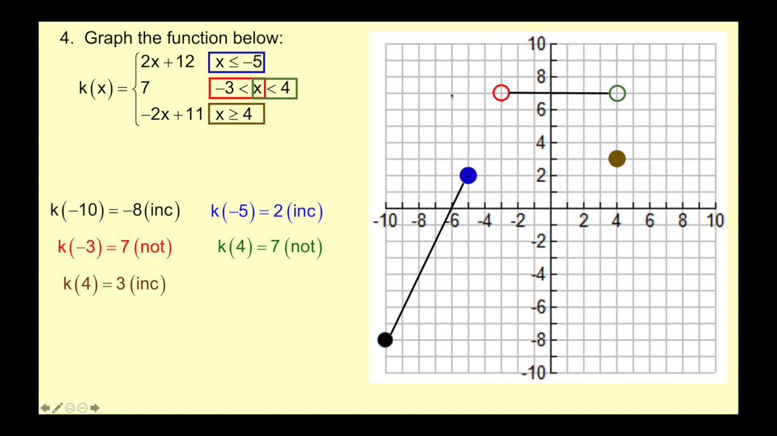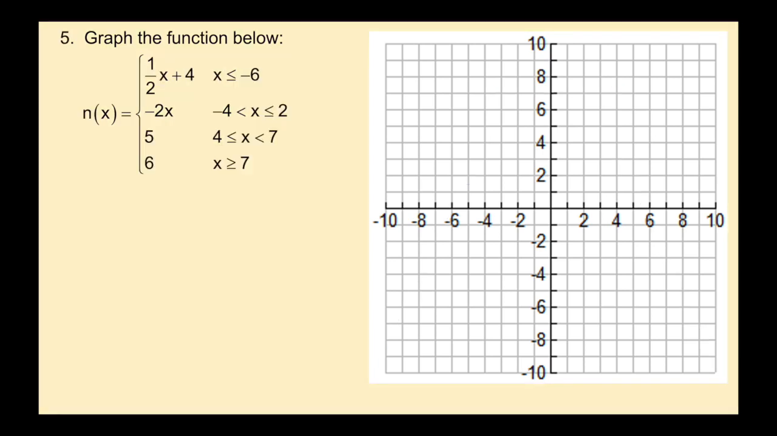Then finally, if I'm looking at positive 10 here, negative 2 times 10 is negative 20. Negative 20 plus 11 is negative 9. And at negative 9, it's going to be included. So I can go ahead and plot that and connect those lines, and that'll be my graph for number 4. Try number 5.